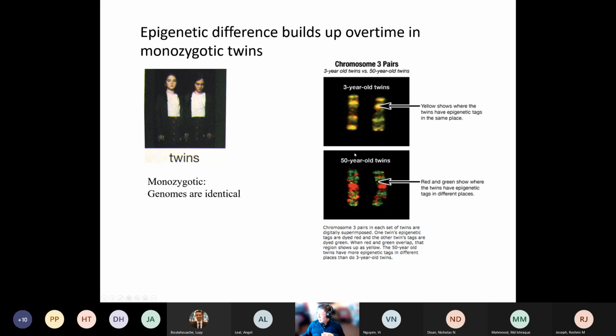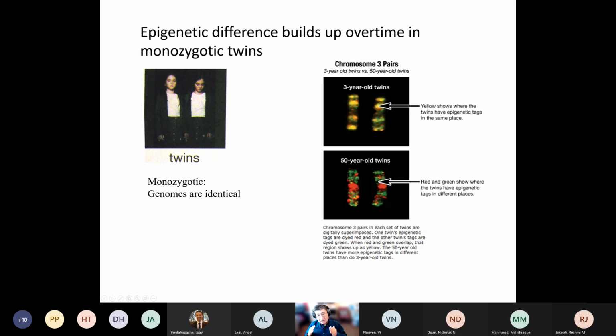But later on, when you take samples from 50-year-old twins, still monozygotic twins, you start to observe now they have their unique modifications, DNA modifications or histone modifications. So one will show red and the other will show green. They don't overlap any longer. If those two colors don't overlap, that means each individual has their unique DNA modifications. They don't share many common DNA modifications any longer. So that's the evidence of epigenetics.